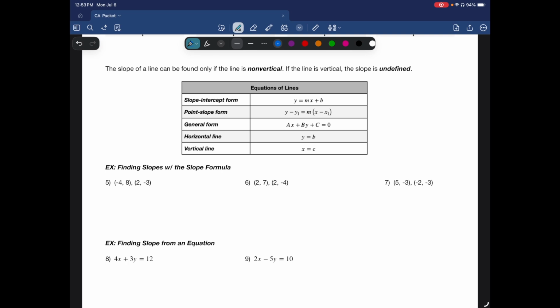And sometimes the c is on the side with everything else, and sometimes everything, all your variables, equals c. So c could be on one side or the other, but if your x's and y's are on the same side, that's general or standard form. And then of course we've already talked about horizontal line and vertical line. You have y equals a number and x equals a number.